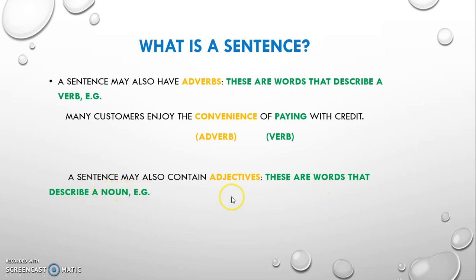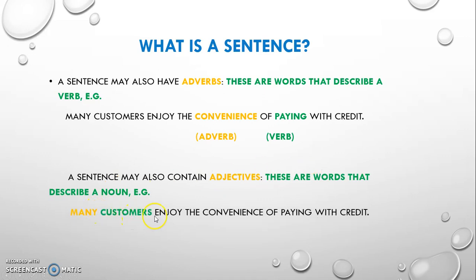A sentence may also contain an adjective. These are words that describe a noun. And similar to the adverb, you're adding information to a noun. It'd have been better if they called them adnouns, but for some reason they're called adjectives. And all you're doing is adding information to a noun. And here's an example. Many customers enjoy the convenience of paying with credit. So customers is a noun, and you're adding information to the noun, many customers. That makes that quite clear.